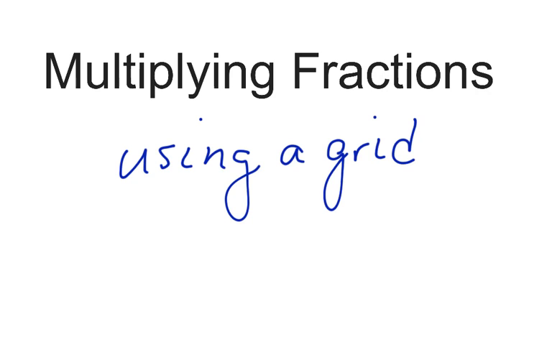This lesson is another example of how to multiply fractions, except in this case we're actually going to be using a grid. For our first example, we're going to take 2/3 and multiply that by 1/4, and we're going to use the grid. Now it's very easy to multiply these two fractions using the strategies that we've learned earlier. Multiply the numerators, multiply the denominators, and then reduce as necessary.